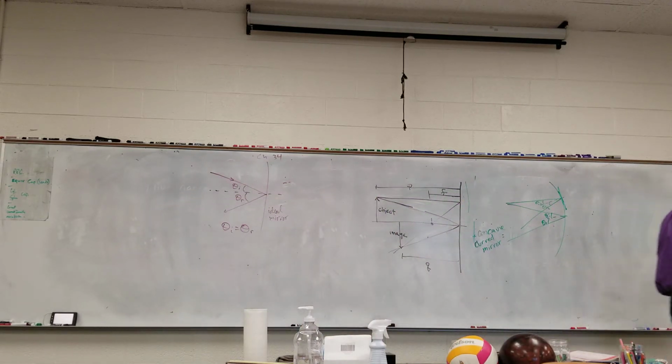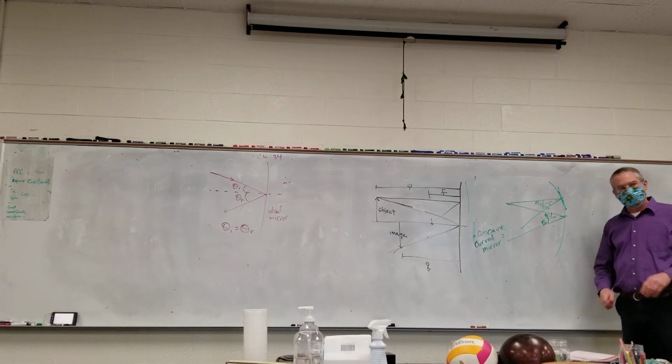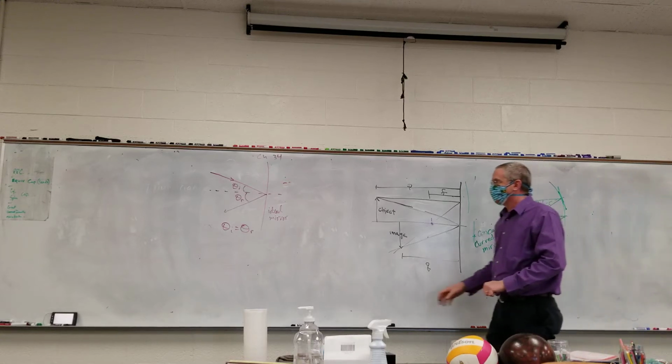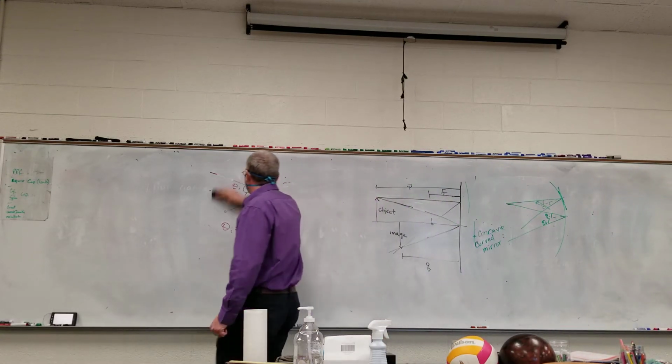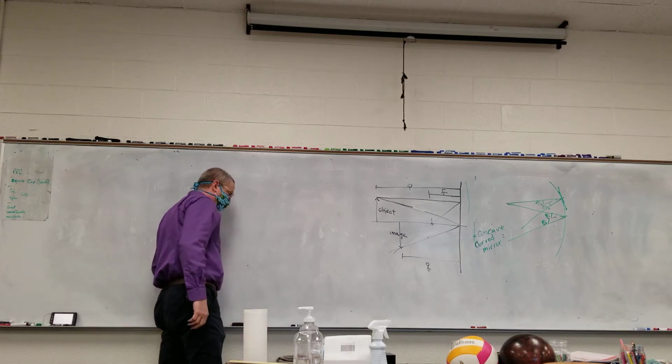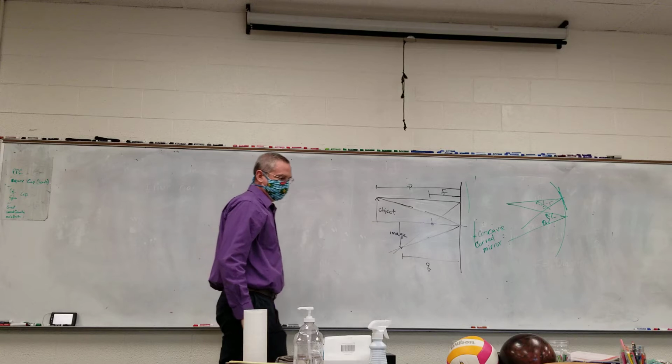So I have three primary distances: object distance, image distance, and focal distance. And surely there's a relationship between those three things. Yes, there is. So let's do it.